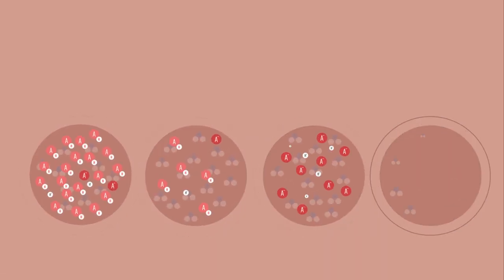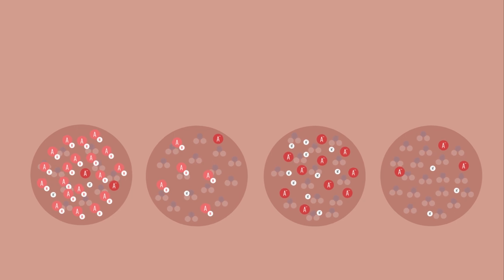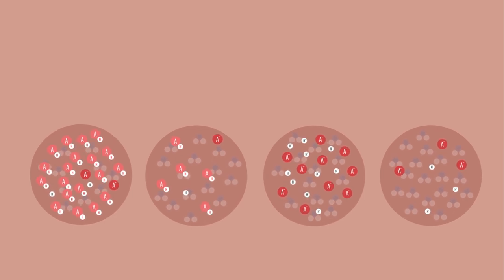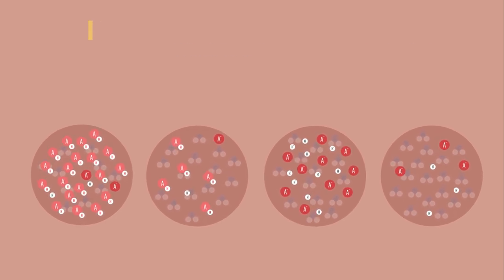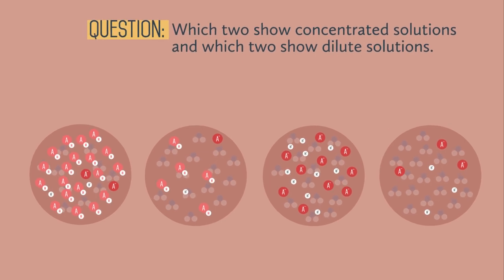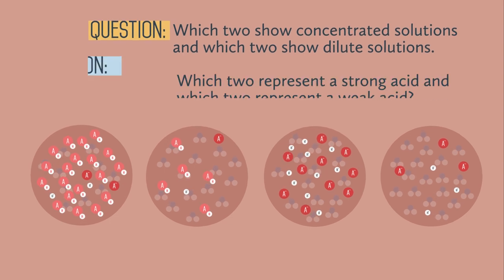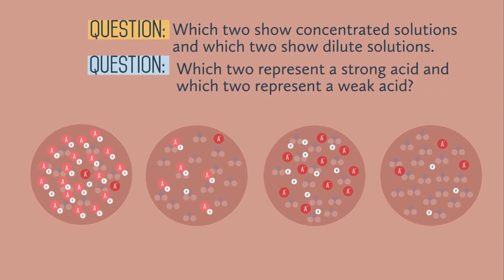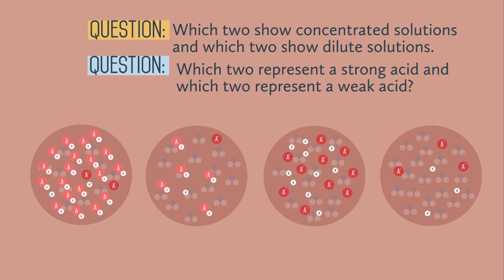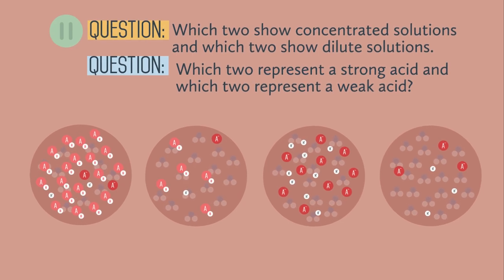So a little test to summarize. Here are the four pictures that you saw earlier of some acids dissolved in water. Can you say which two show concentrated solutions and which two show dilute solutions? And can you say which two represent a strong acid and which two represent a weak acid? Pause and think.